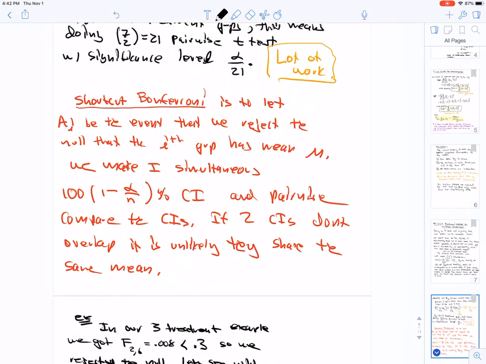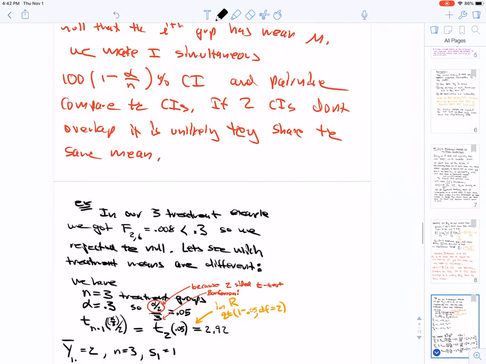Sorry, let me rephrase that. The confidence interval gives a certain chance that the interval contains the true group mean for that group. So if you have two confidence intervals that don't overlap, then it's highly unlikely that those two groups share the same mean. If they do overlap, there's a chance that they contain the same mean, because that mean would be in the intersection of the two. Cool. So let's take a look at an example.